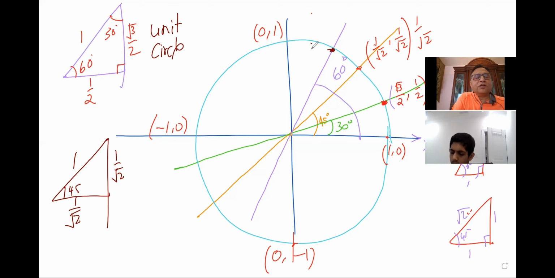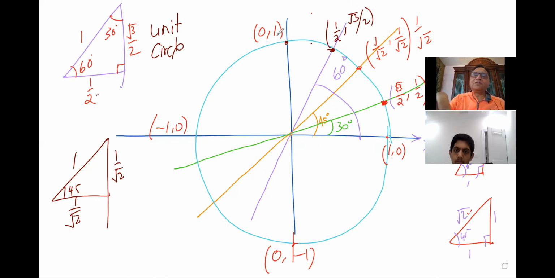Now, for 60 degrees, what is my point? The cosine is the x value, right? Which is 1 over 2, right? And sine is the y value. For 60 it is square root 3 over 2. Do you understand? And for 90 degrees, I already had my value, correct?